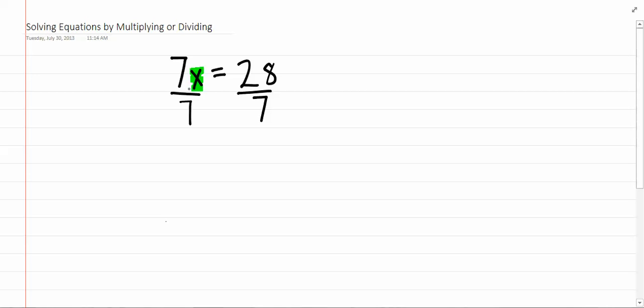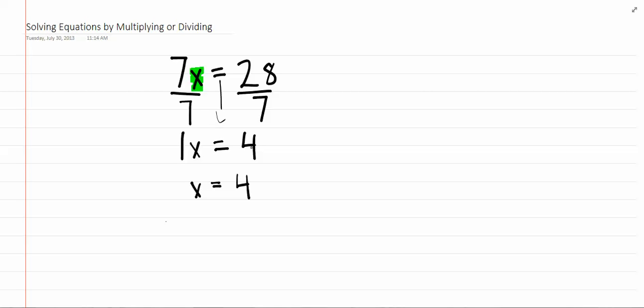We're going to get 7 divided by 7, which is 1. The x is still there. Bring down the equal sign. Then 28 divided by 7 is 4. This 1x, we're just going to write x, because the 1 is understood in front. So x equals 4. In most of your final answers, you don't want to leave 1x equals 4. You want to reduce that back down to x equals 4.